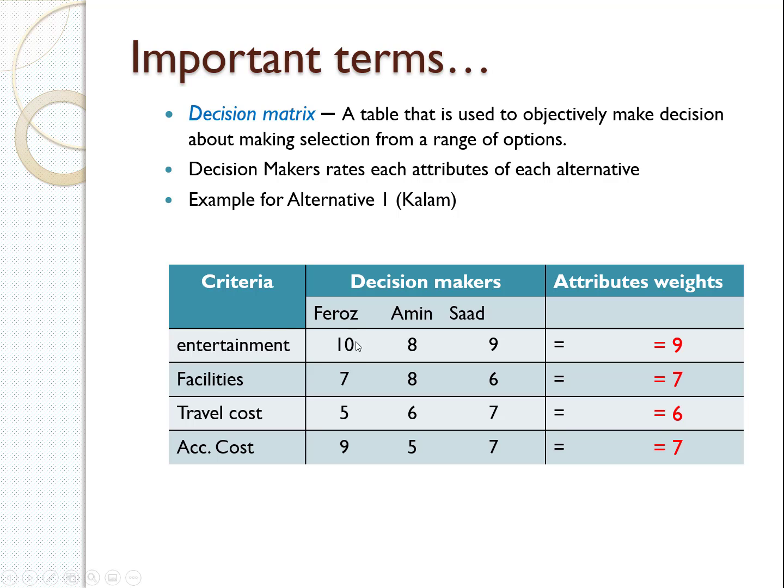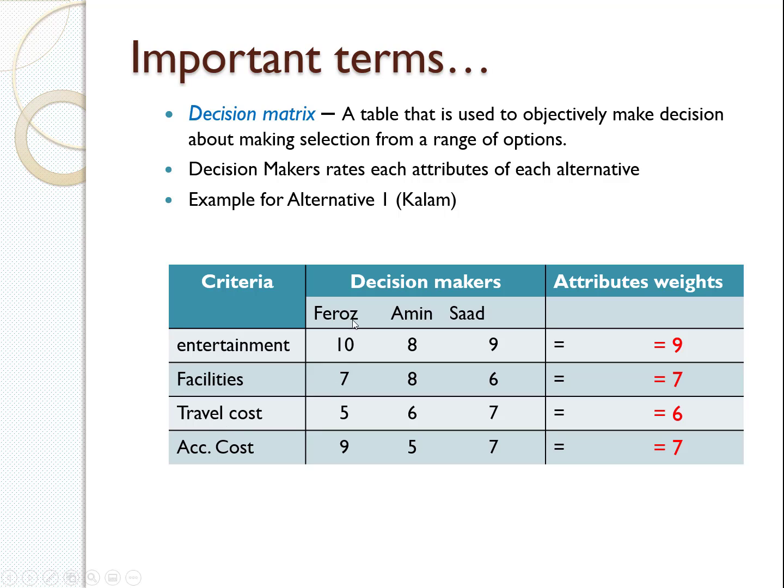For Column, Feroz assigns 10, Amin assigns 8, and Saad assigns 9. Once again, we need to calculate the average. So 10 plus 8 plus 9 is 27. 27 divided by 3 is 9. Facilities: comparing facilities to Column, Feroz assigns 7, Amin assigns 8, Saad assigns 6, and then you calculate the average.